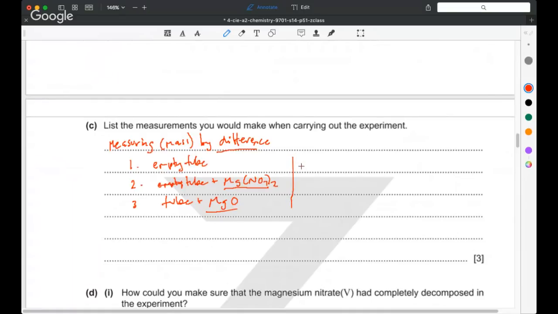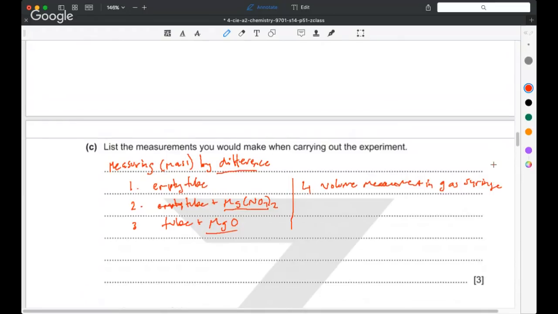For the collection of the oxygen gas in the gas syringe, that's easy. You just set the gas syringe to 0 to begin with, and the plunger of the syringe will move. So that's an easy one to measure. The measurement that you're going to make is a volume measurement in the gas syringe. And you could say that at the start of the experiment, you set the syringe to 0. Well, that's a fairly obvious point. You don't have to be explicit.